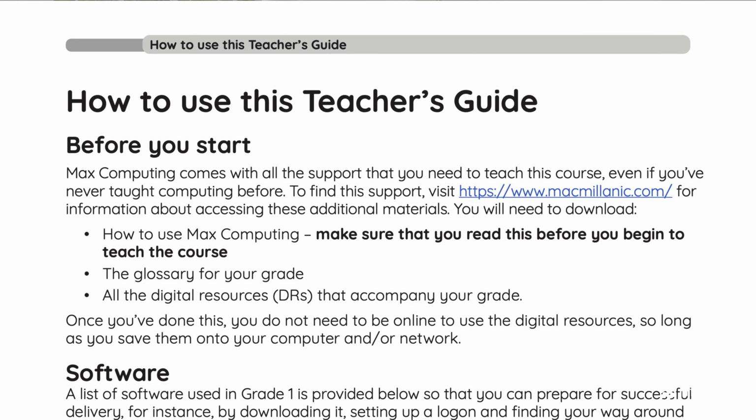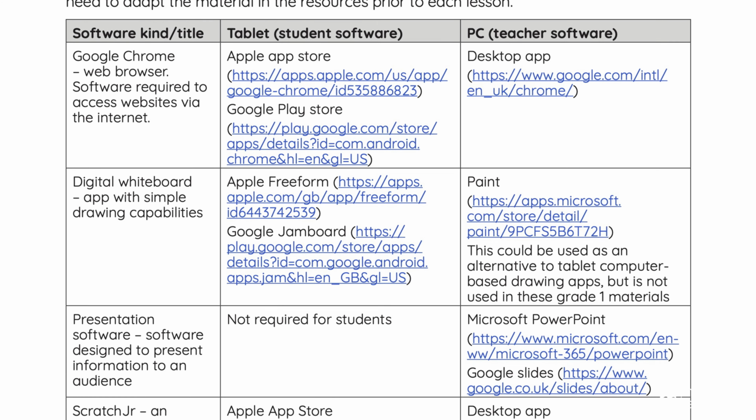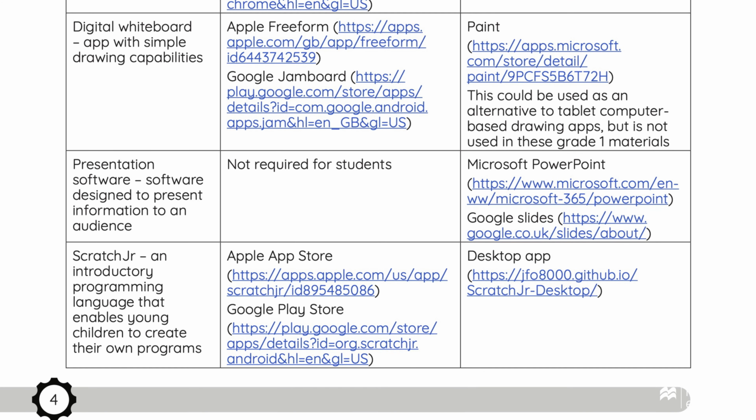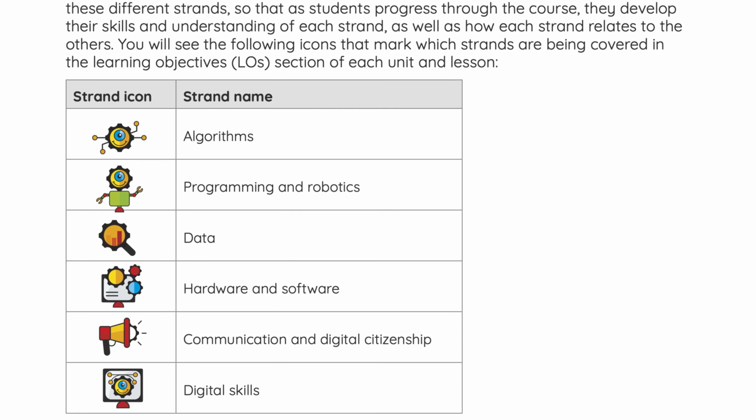The great thing about Max Computing is it offers support along the way in the student books and also the teacher's guide. And you don't need to have any prior knowledge before teaching this. Inside the contents you've got, before you start, details about the software. It's got all the links to the free software that you can download, the sequence and scope of the strands, and again, those 6 units are linked to the 6 strands within the computing. It's available for PC, Apple and Android, so it means that you can download it on almost any device as well. Before you start in the software section within the teacher guide, it provides those additional links.